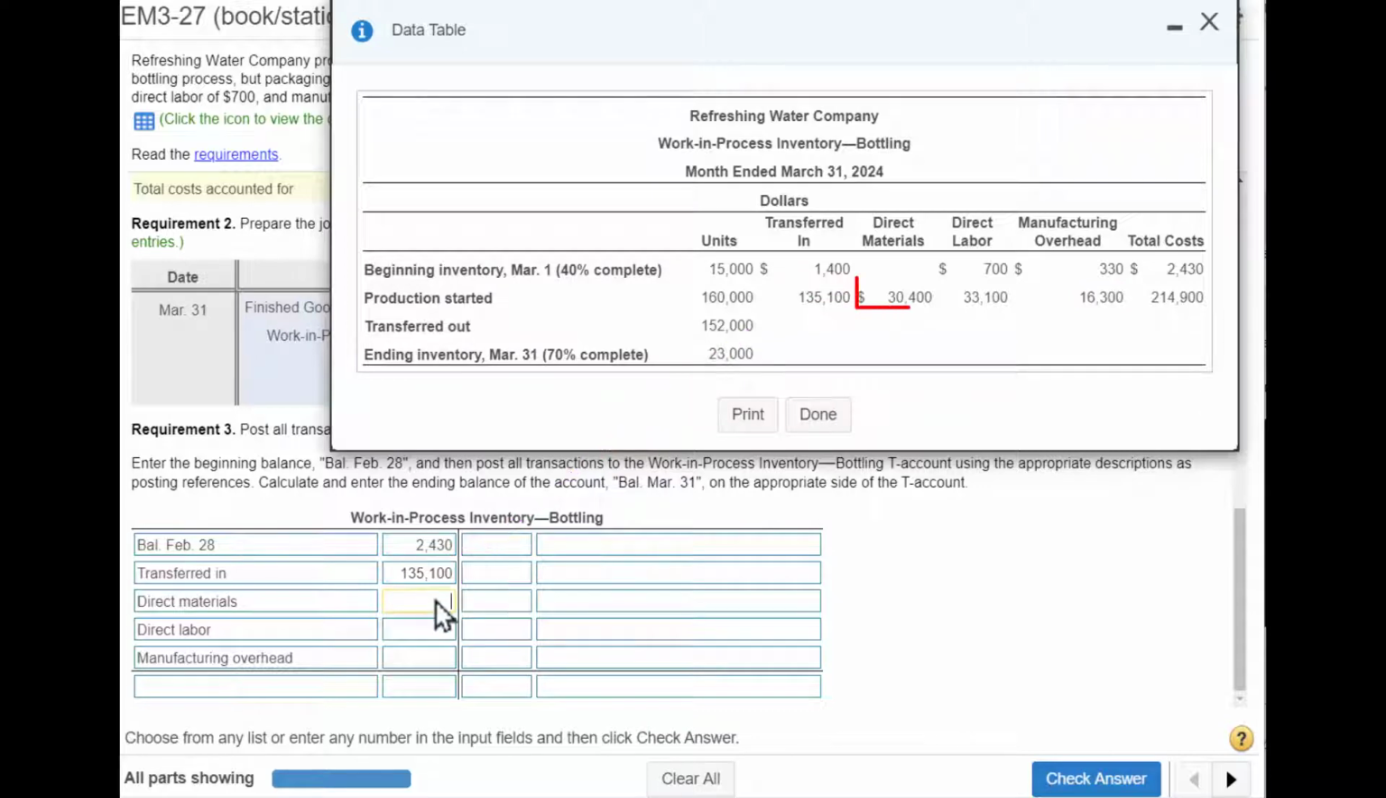So now we want the direct materials. So I'm going to grab this number, 30,400. Direct labor, 30,100. Remember, this is all for the units that were started and transferred in. And then we've got manufacturing overhead, 16,300.